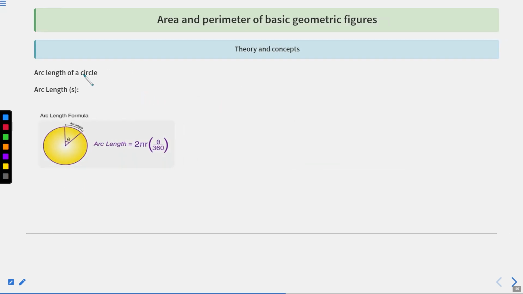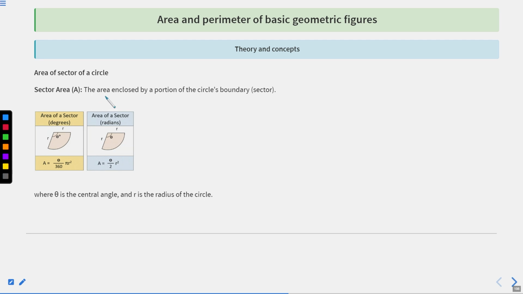What is the arc length of a circle? The arc length of a circle is denoted by S. Graphically or geometrically, if this is your pizza and you take a slice, in that slice, this length is your arc length. This is your complete pizza slice, and this length in this pizza slice is your arc length. And this arc length is given by 2 pi r into theta by 360 degree.